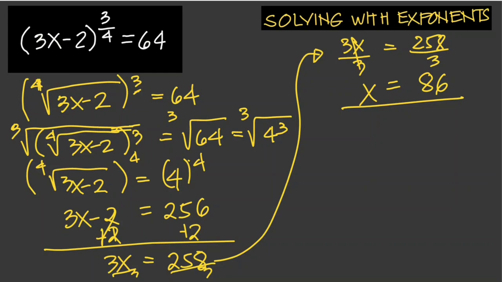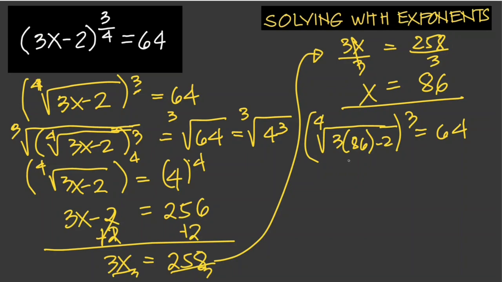86. Okay, since our index here, 4, is even, then we need to check our answer to find out whether x equals 86 is a solution to this problem or an extraneous solution. So let's try plugging in 86: 3 times the fourth root of 3 times 86 minus 2, cubed, is equal to 64. So 3 times 86, that is 258.